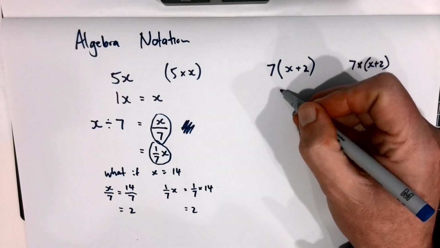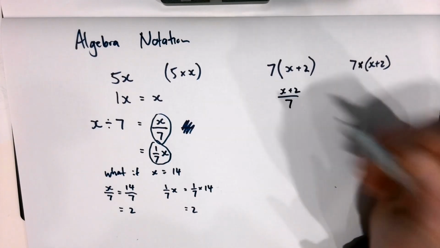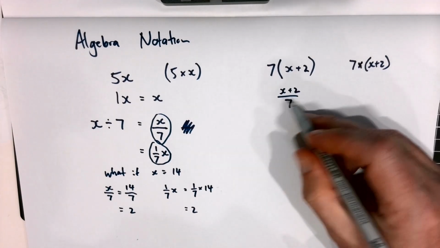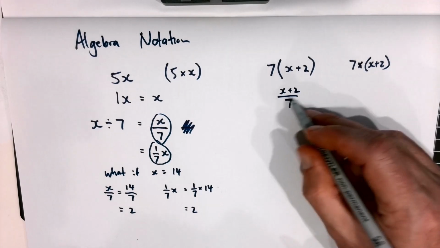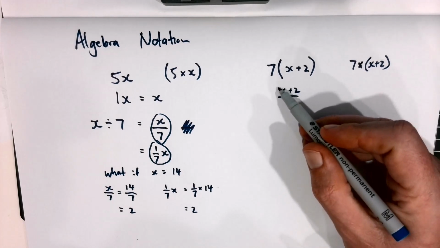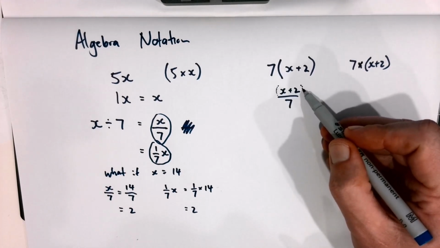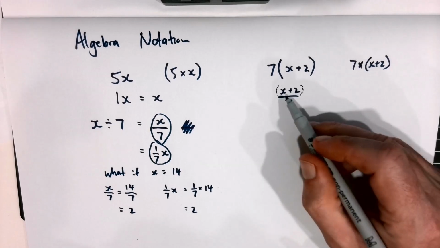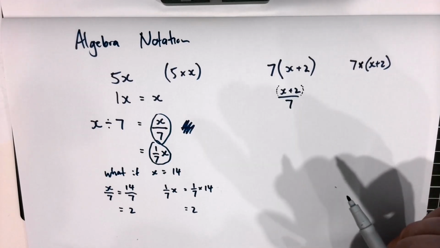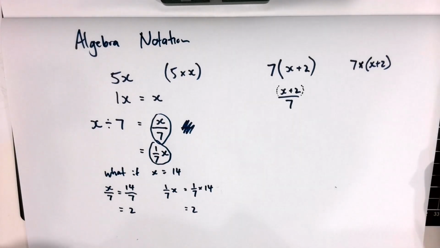If I had x plus 2 over 7, right, what does it mean if there's a division bar there? It means that I'm dividing this top part by the 7. So you kind of have an imagined bracket around that. So whatever that is on top, you divide that by 7. So probably best we do a few examples of these and then we can work from there.